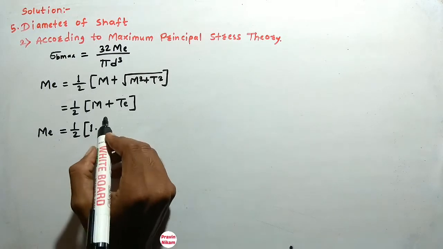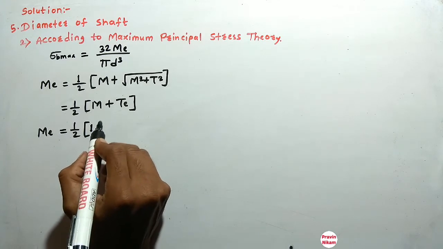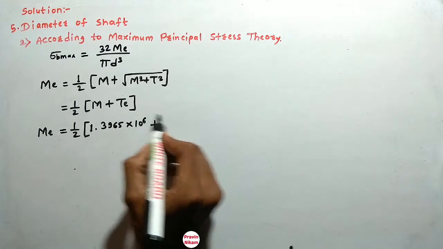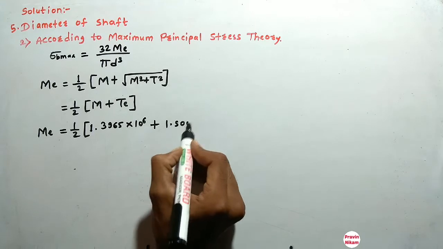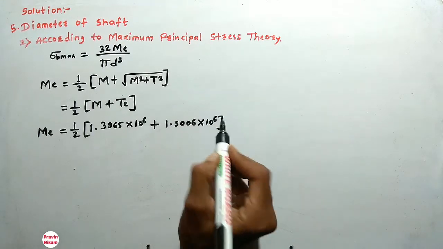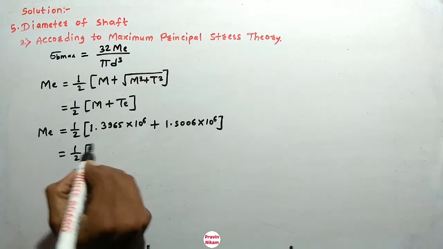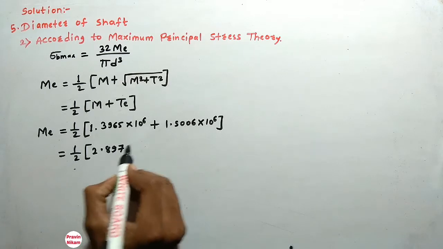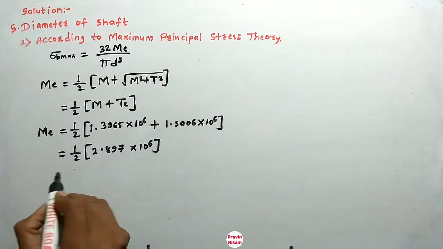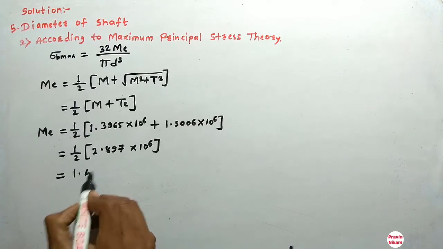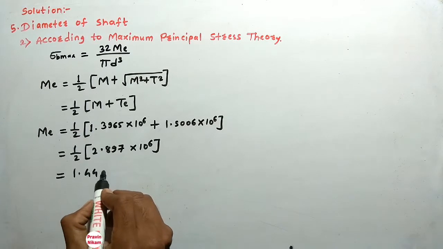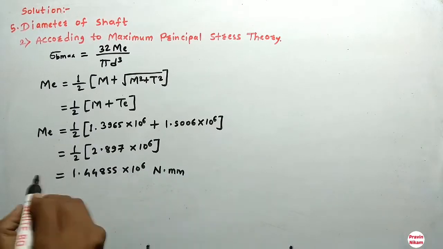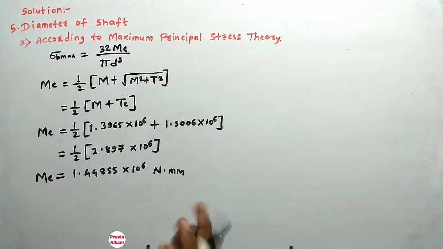So put the values, you will get the equivalent bending moment. The value of M is 1.3965 into 10 raised to 6 plus this T_e is 1.5006 into 10 raised to 6. Now add both the terms, you will get 1 by 2 into 2.897 into 10 raised to 6. So divide by 2, 1.44855 into 10 raised to 6 Newton mm. This is the value of M_e.